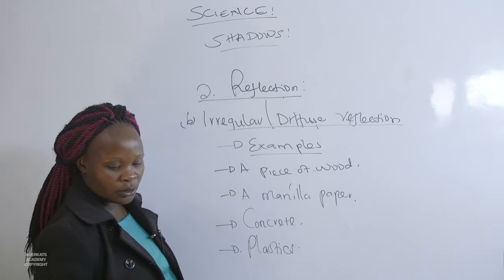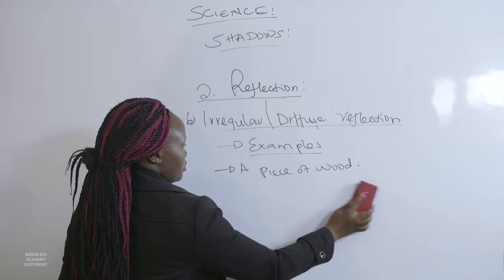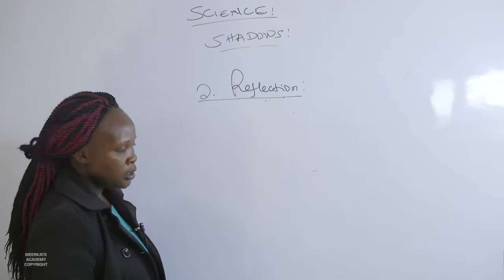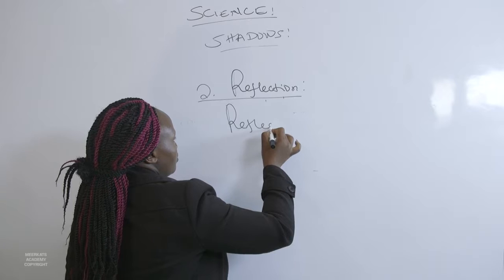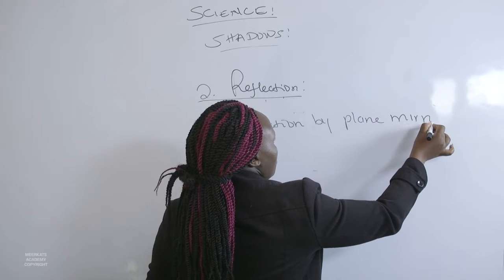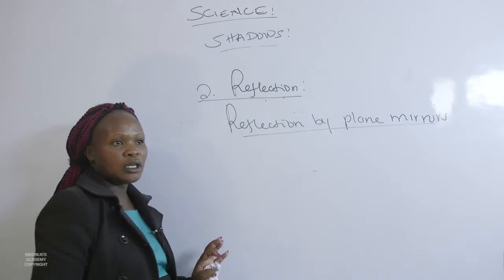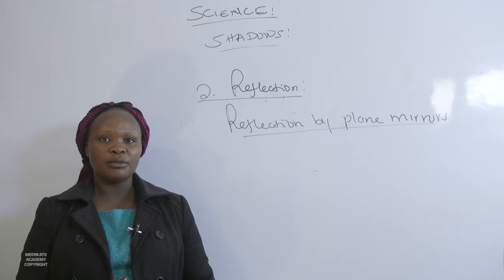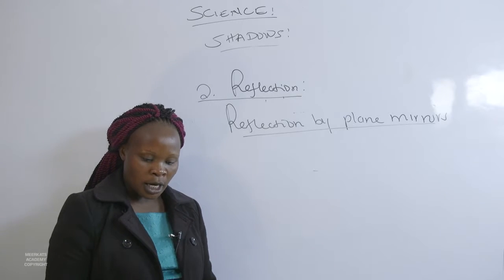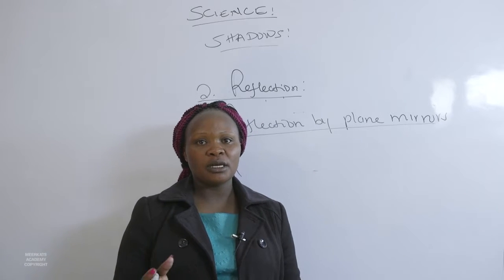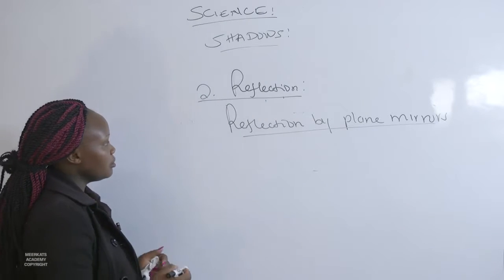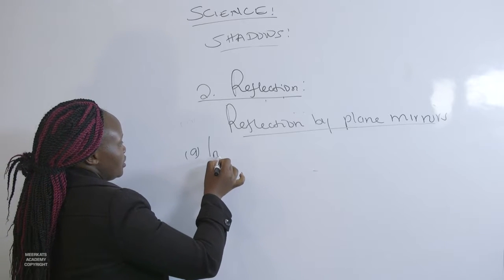Now, we want to look at reflection by plane mirrors, and we said a plane mirror is an example of a material that will give us regular reflection. There are some terms we expect to use here which we need to define, and I will start by defining them.